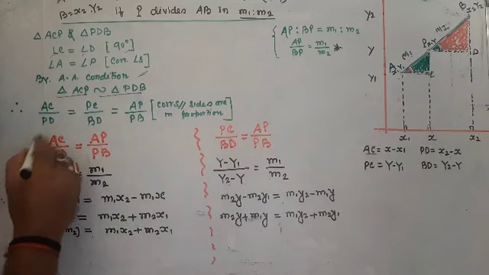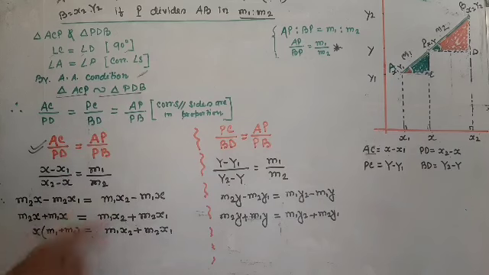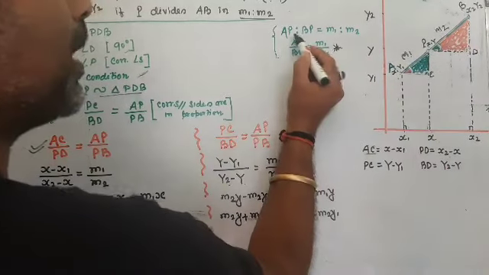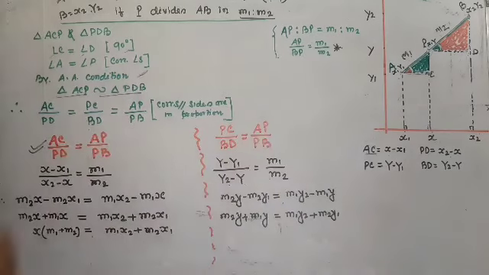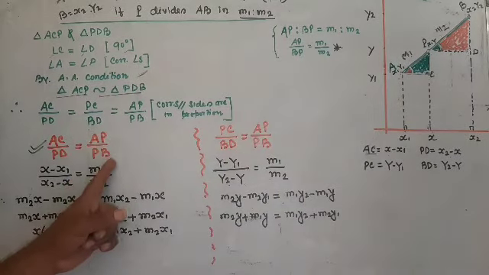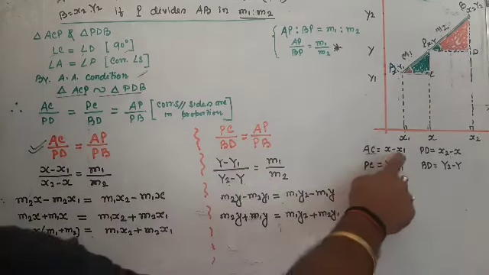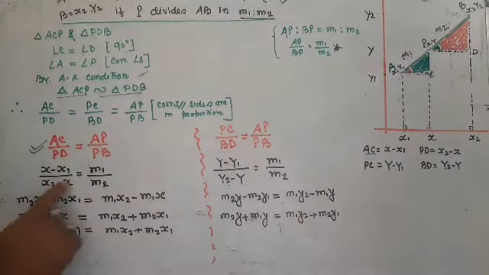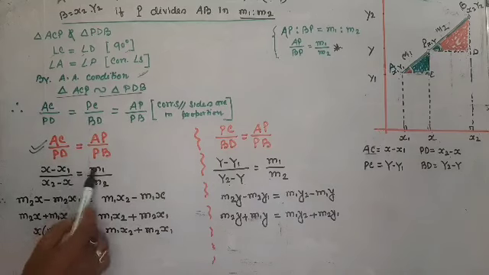So we can say AC by PD is equal to AP by PB, and what is AP by PB? Because P divides AB in two parts, M1 is to M2, AP is to BP is M1 is to M2. That means AP by BP is equal to M1 by M2. So in place of AP by PB, I use M1 by M2. Now what is the distance of AC? Distance of AC is x minus x1, and distance of PD is x2 minus x1. Then cross multiply. So it's M2x, M2x1, here M1x2 and M1x.